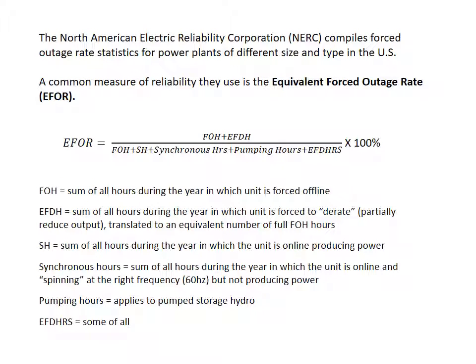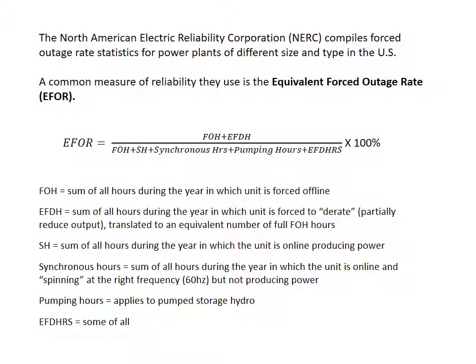The main regulatory body that oversees the reliability of power systems and tracks that reliability using a variety of metrics is the North American Electric Reliability Corporation, or NERC. They have a variety of metrics for measuring the reliability of power systems and power plants in particular. One measure that they use to quantify the reliability of power plants is the equivalent forced outage rate, or EFOR. And the equation for that is listed here.